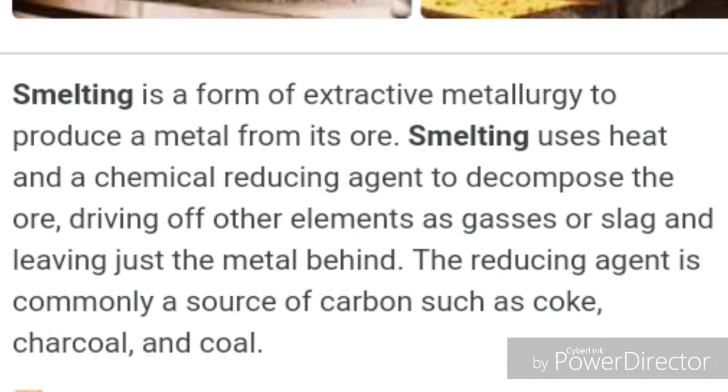Smelting is a form of extractive metallurgy to produce a metal from its ore. Smelting uses heat and a chemical reducing agent to decompose the ore, driving off other elements as gases or slag and leaving just the metal behind. The reducing agent is commonly a source of carbon such as coke, charcoal, and coal.